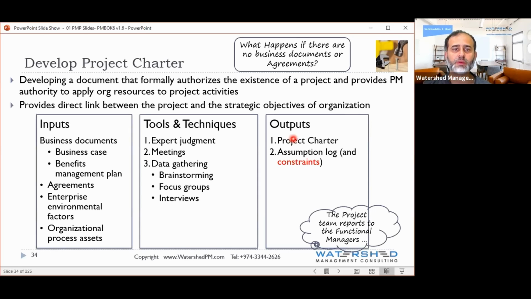This is scenario number one. What is scenario number one? Maybe like in a big company, an internal project, because you have a business case.